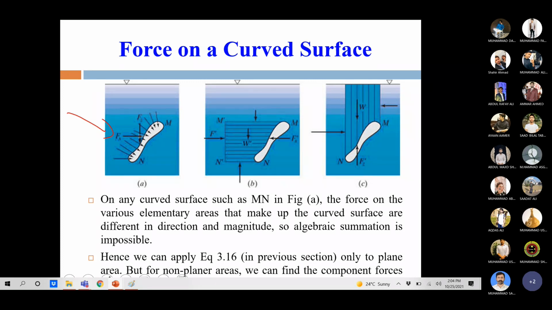And according to the principle, it says that the force acts perpendicular to the curve direction. Okay, so it is different in direction and also in magnitude as well. So it's impossible to add all the forces in order to find the resultant forces. So therefore, what would be the procedure?